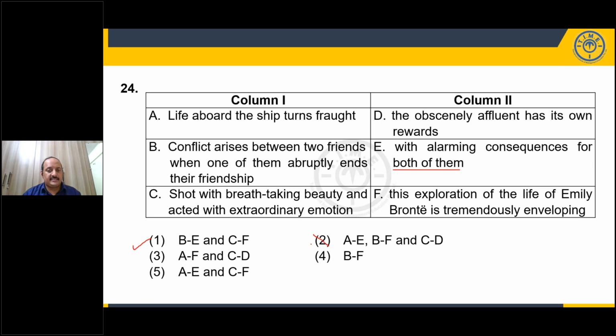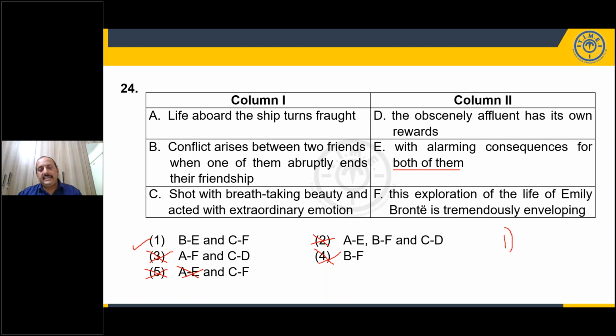So option 2 gets eliminated. If I look at AF, life aboard the ship turns fraught, this exploration of the life of Emily Bronte, but there's no relation between the ship and the life of Emily Bronte. So 3 gets eliminated. BF, conflict arises between 2 friends when one of them abruptly ends their friendship, this exploration of the life of Emily Bronte. Again, the 2 are not connected. And AE, as we saw, is wrong. CF was fine, but AE, as we saw earlier, also cannot be formed as a group. So my answer has to be option number 1.